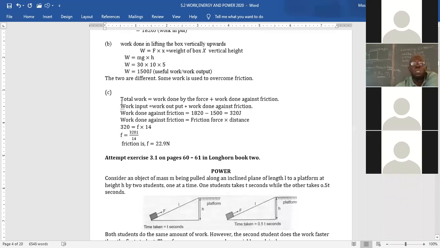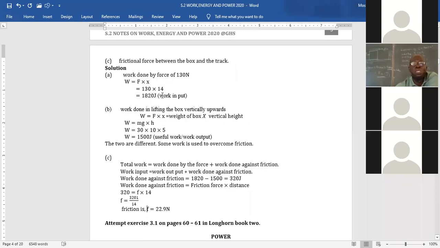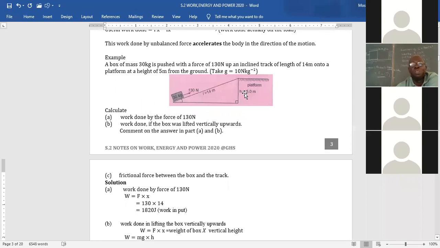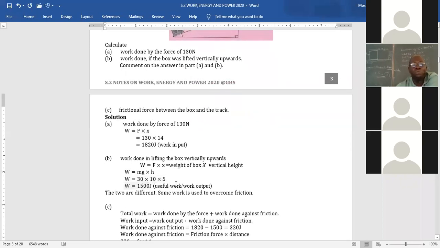I got lost. Yes, I've just told you that if we want to understand this, I have labeled part A. What did I label part A to be? Work input. The work input. Then the aim of that system was to lift up the box through a vertical height of 5 meters. So the weight of the box represents the force, and the vertical height is represented by the distance h, and from the diagram, h is given as 5 meters. I think you've seen that. So we have got the useful work done, or what we call the work output.